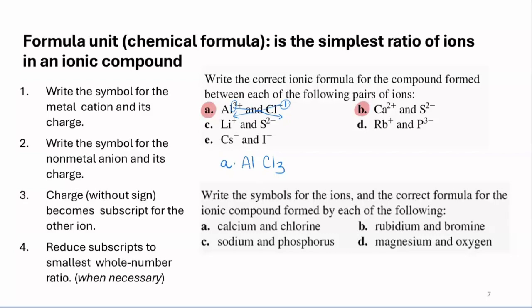Let's now do letter B. In letter B, we're going to take the 2 of calcium and make it the subscript of the sulfur. We're going to take the 2 in the sulfur and make it the subscript of calcium. So at first, when we write our chemical formula for this compound, we're going to write Ca2S2. In an example like letter B is where we use step 4. We're going to reduce the subscript to the smallest whole number ratio. Since 2 is divisible by 2, we are going to divide both by 2.